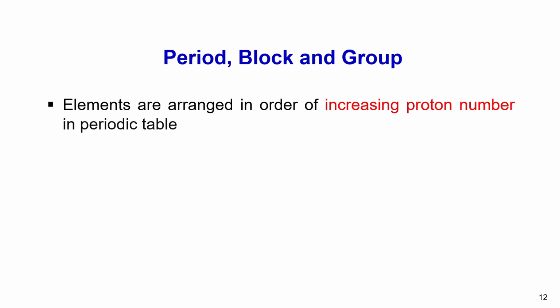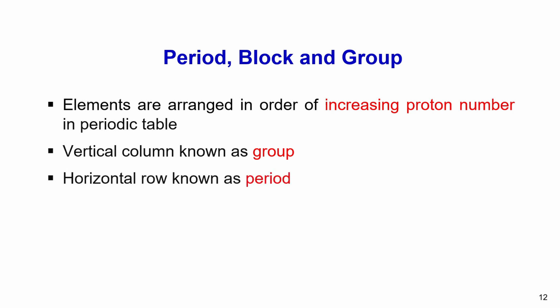So we have these terms that are important in explaining elements in the periodic table. We have period, block, and also group. So we know that all elements in the periodic table are arranged in order of increasing proton number. So for vertical column, meaning daripada atas ke bawah, we call as group. And horizontal row, represent daripada kiri ke kanan, we call as period.